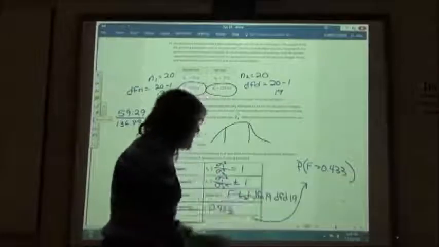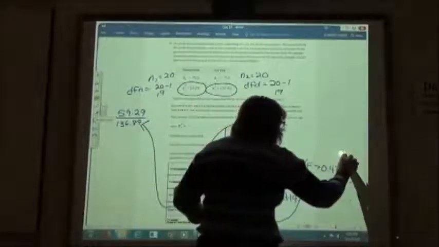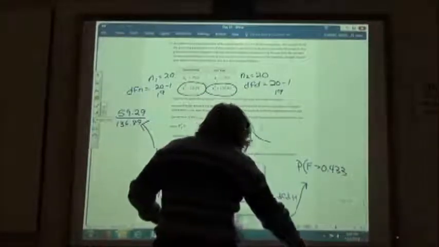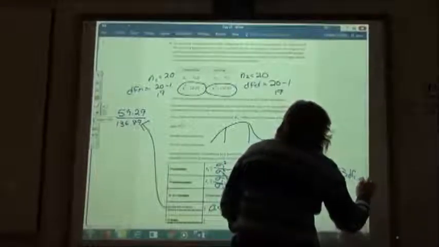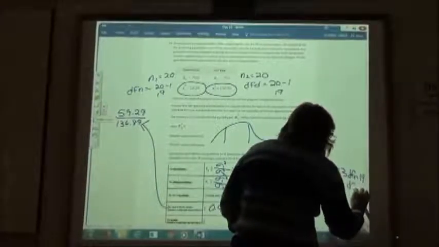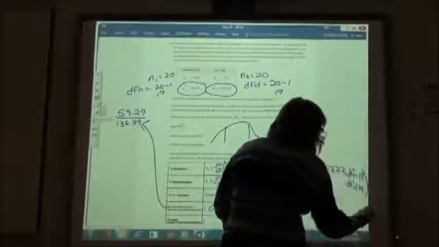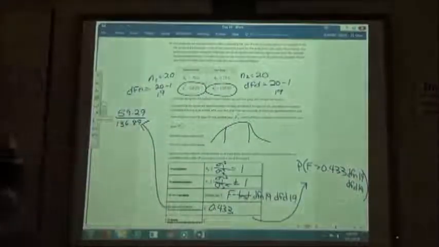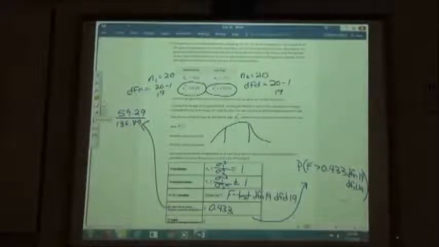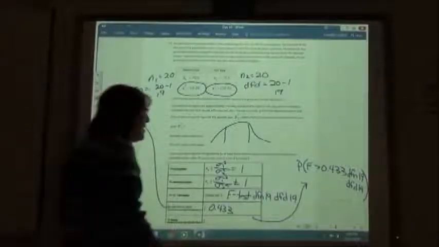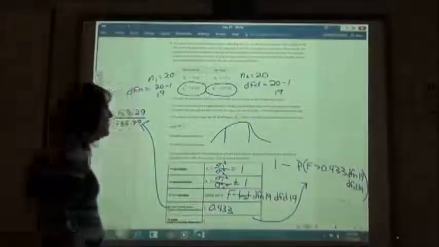I'm curious now. If you do P of F is greater than 0.433, whoops, I got to put my degree of freedom on there. Degree of freedom in my numerator being 19 and degree of freedom in my denominator being 19. What do you get for your number? Nope, that wasn't the right number. I do have to do the 1 minus in there since I'm doing the greater. I was thinking maybe I'd get the same number, but I don't.